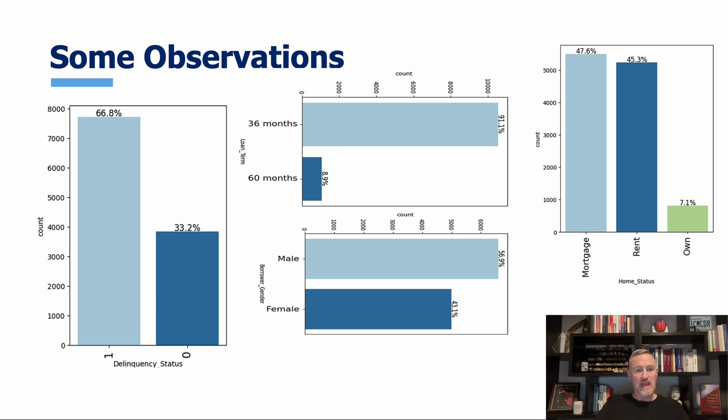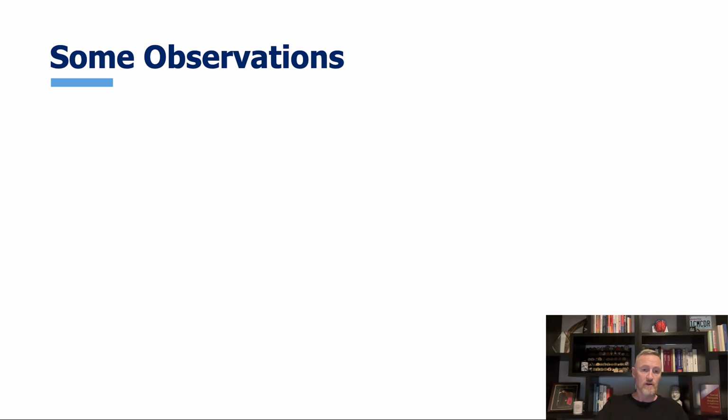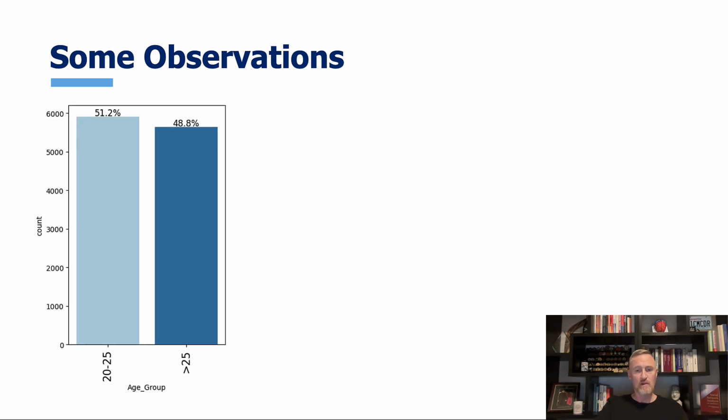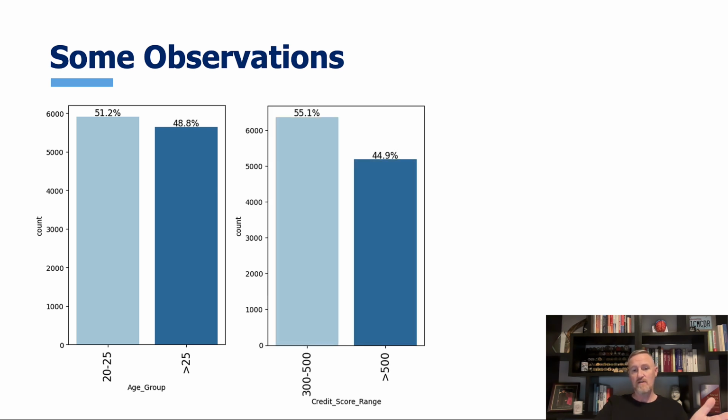We can also look at the age groups, right? We're seeing that about half the loans are going to people in their early 20s. The other half is people over 25. We can also look at how a lot of the loans are going to people with relatively low credit scores between 300 to 500. Less are going to people with credit scores over 500.